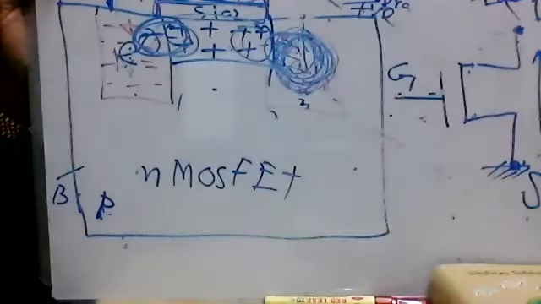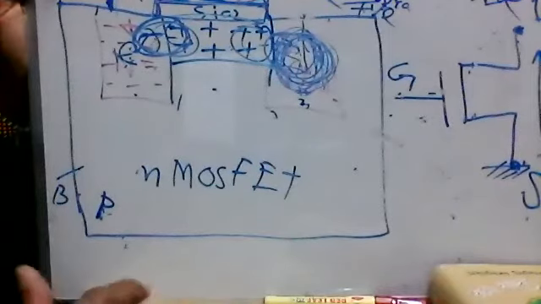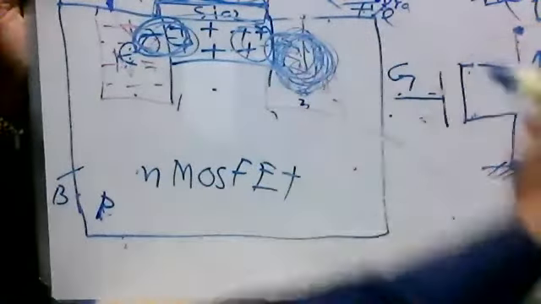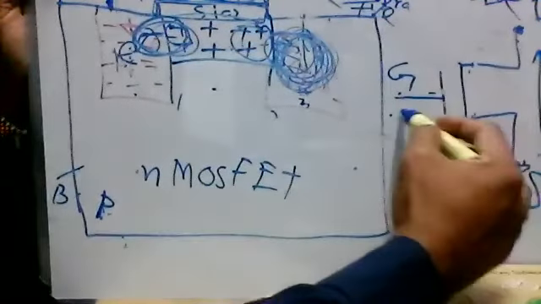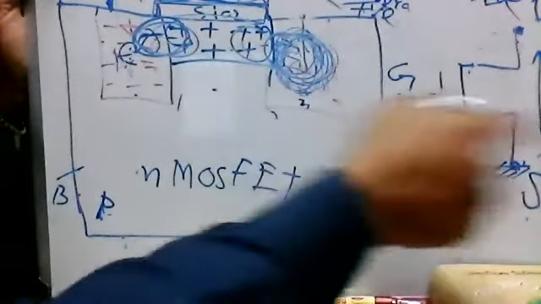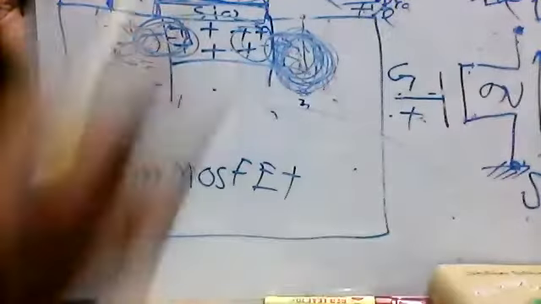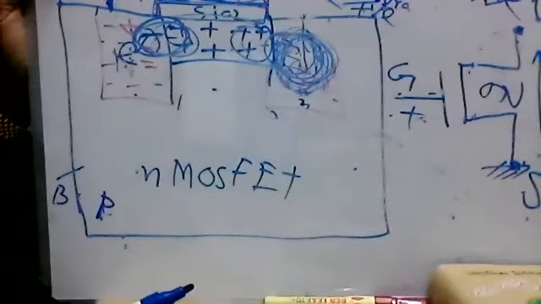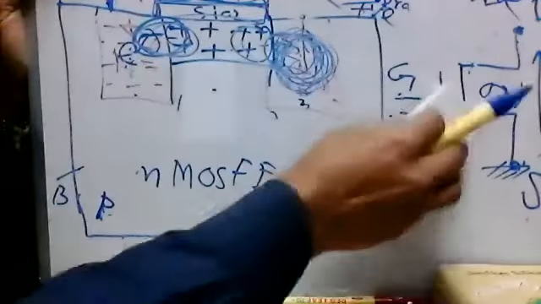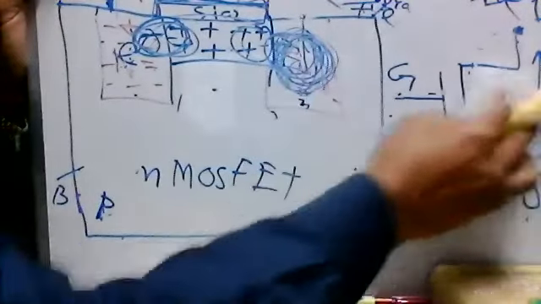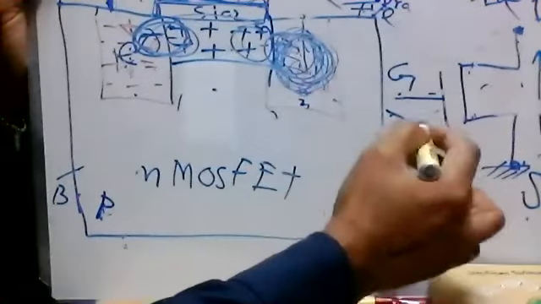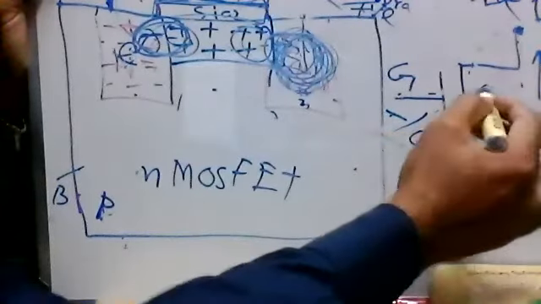Right? You apply a positive voltage, then the channel will form, and only then can the current flow. What is the conclusion? If we apply a positive voltage at the gate, then the transistor is on. When you apply a positive voltage at the gate, then it is on. If we do not apply a voltage, or apply a negative or zero voltage, then it is off.